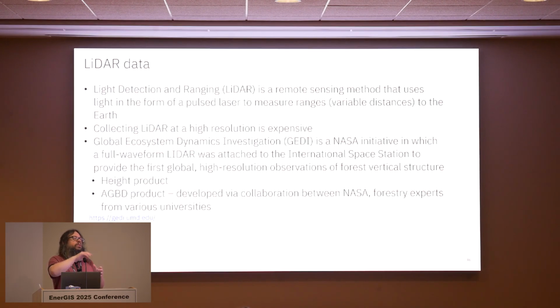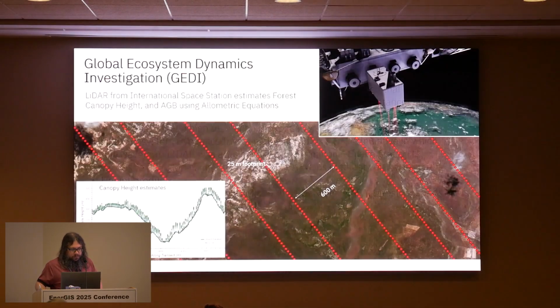So it will give you, say, the 95th percentile height, the average height, a range of heights, and it will also have an AGBD, which is AGB density per pixel, right? And this is based off of equations that NASA worked with forestry experts and universities to determine, given this height, what should we expect the AGB to be in this pixel.